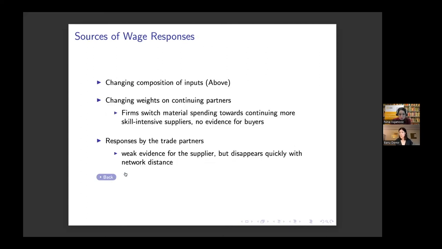But there are other mechanisms. So this is one of them. This is sort of the extensive margin, right? Substitution.